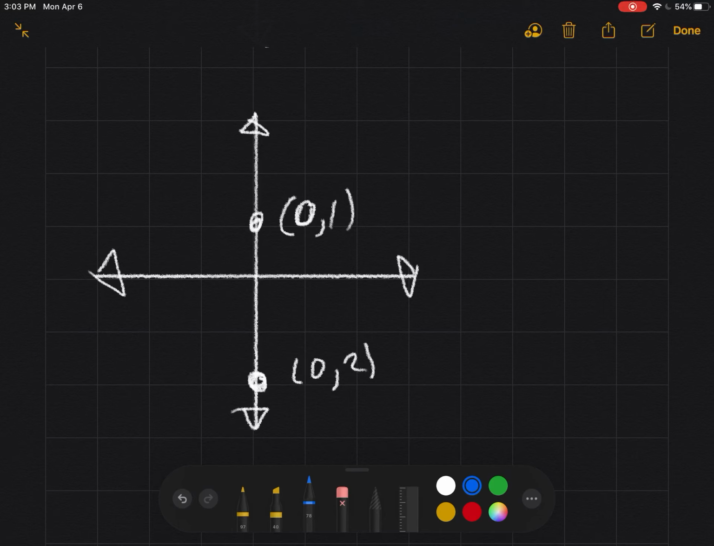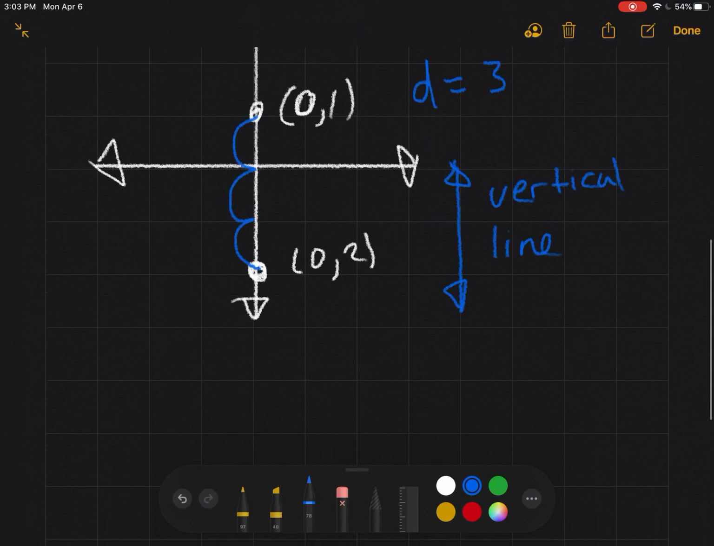I can also do this with vertical lines. Here I have the points 0, 1 and 0, 2. And again, I can just count here and say, look, there's 1, 2, 3. The distance between these 2 points is 3. You can do that when you have a vertical line.